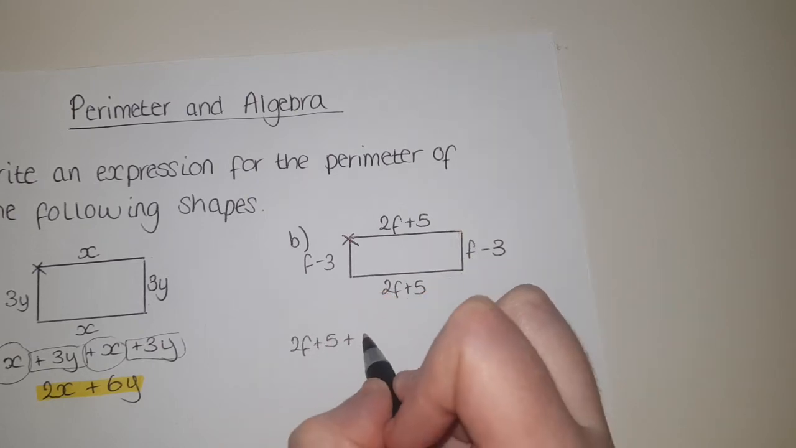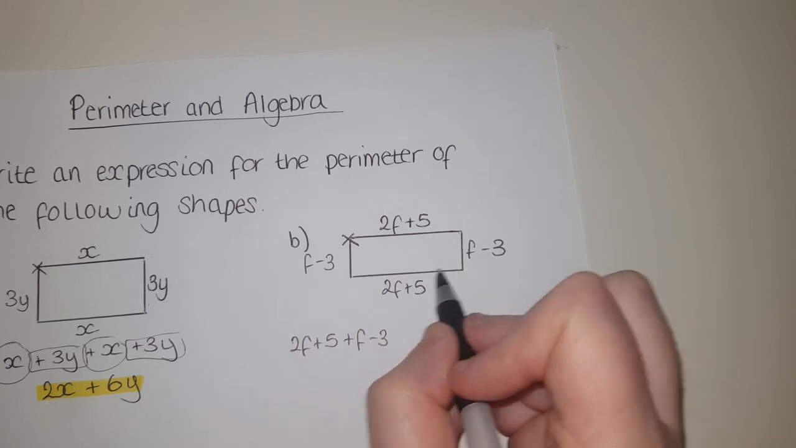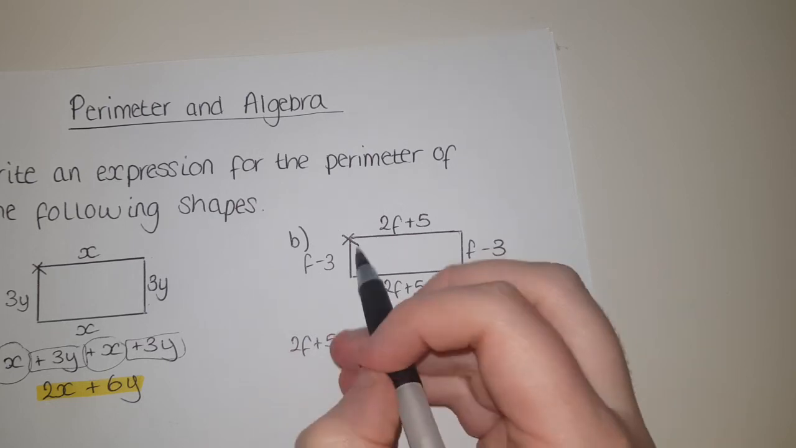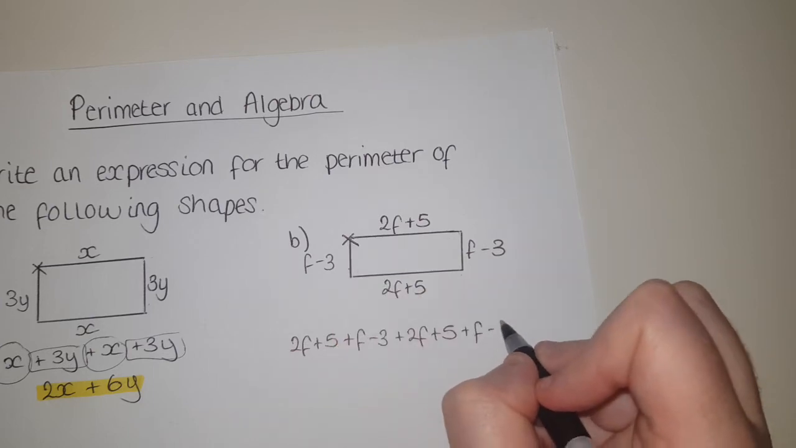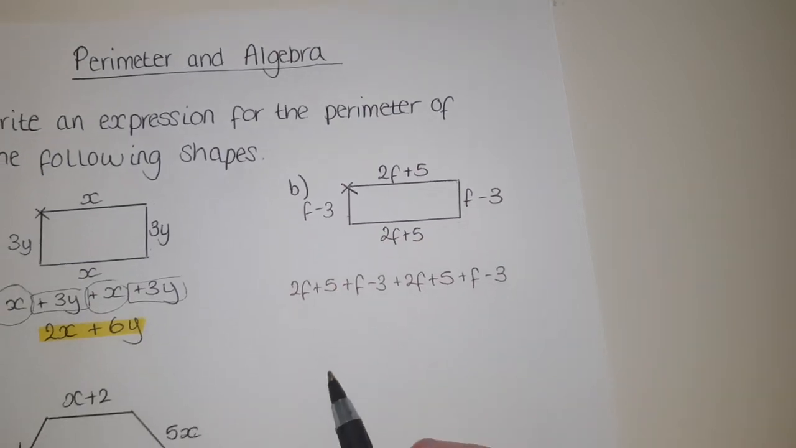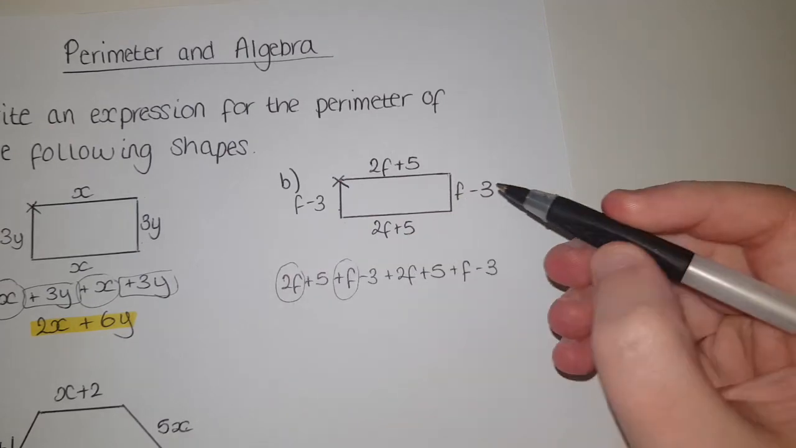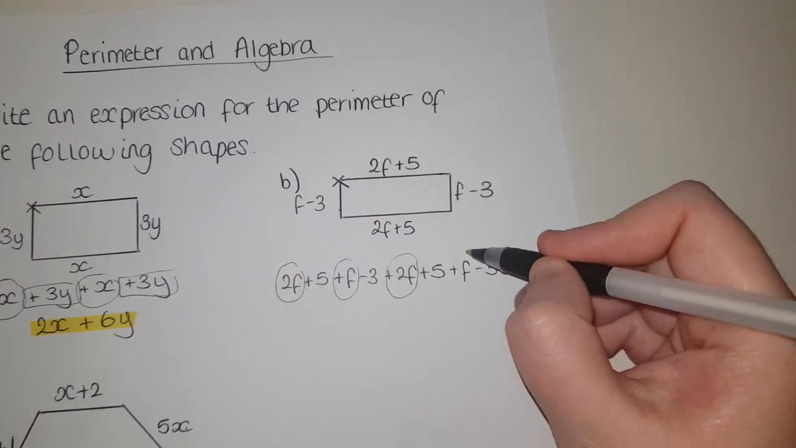Then I add on this side, which is f subtract 3. Then I add on the bottom, so that's 2f, add 5. Then I add on the left, which is another f minus 3. So lots of letters, lots of numbers. I've got 2f plus another f, so that's 3f, 5f, 6f.